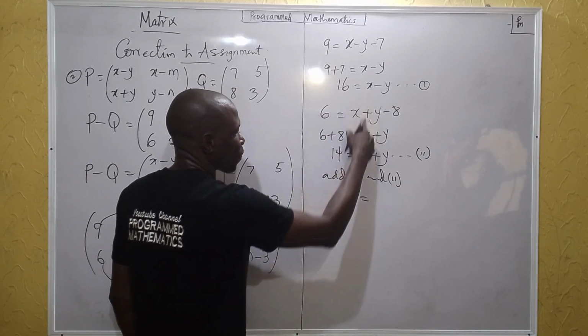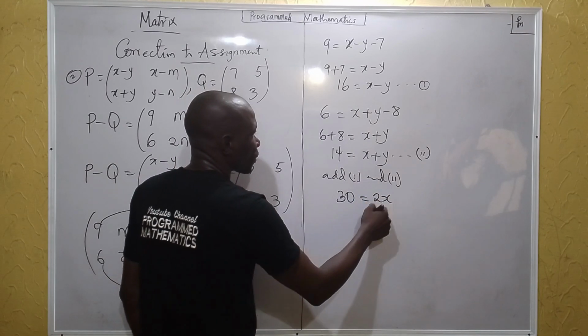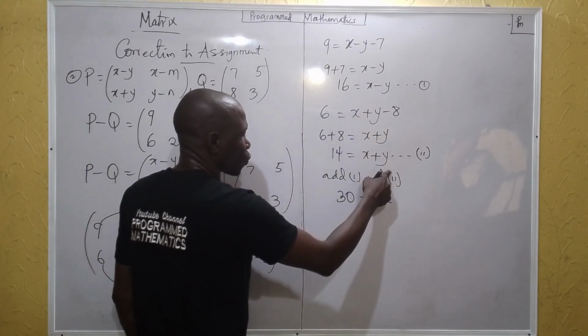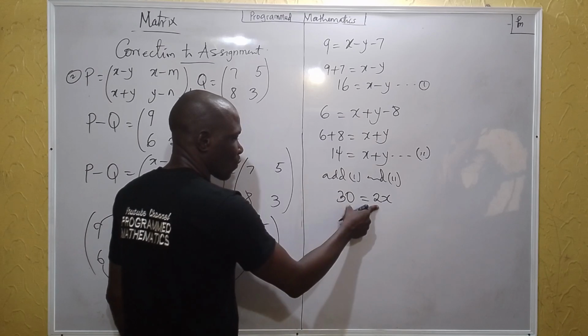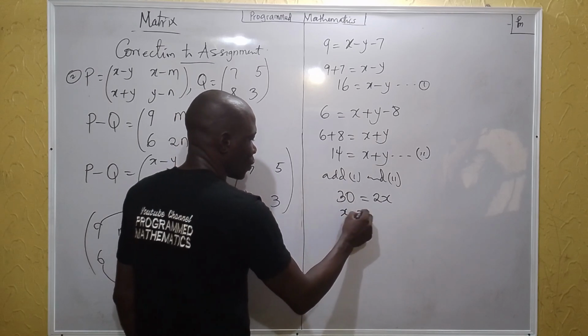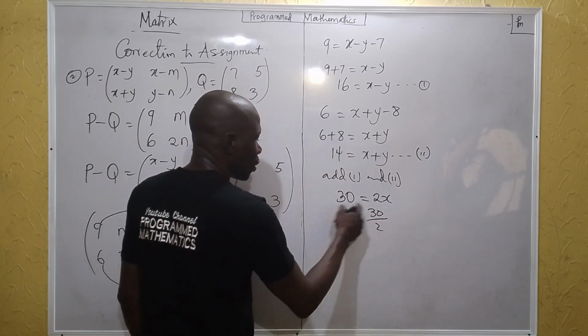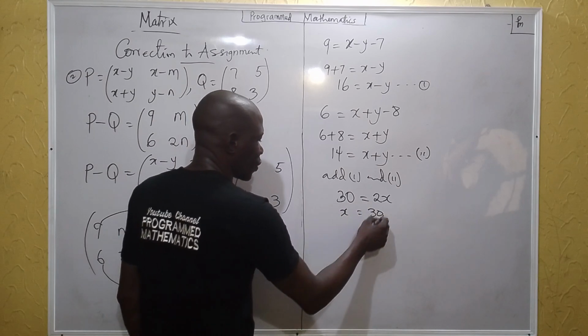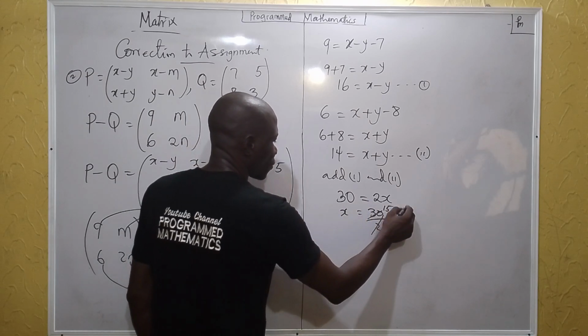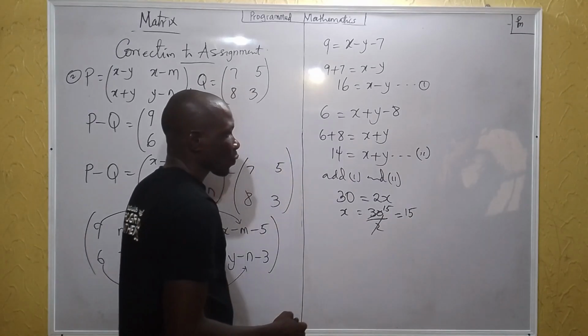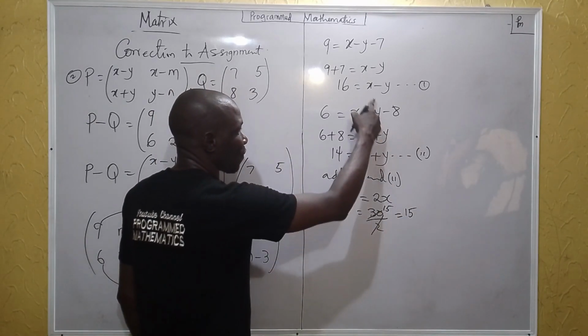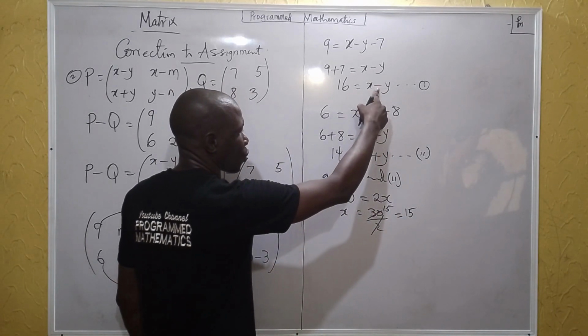So we are saying 16 plus 14, that's 30, equals x plus x is 2x. Of course, minus y plus y is 0. So if we solve for x here, we are going to have x equal to 30 divided by 2, dividing both sides by 2. So 2 here is 1, 2 here is 15. So x is 15.